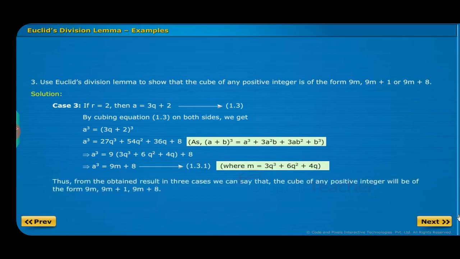Thus, from the obtained result in the 3 cases, we can say that the cube of any positive integer will be of the form 9m, 9m plus 1, or 9m plus 8.